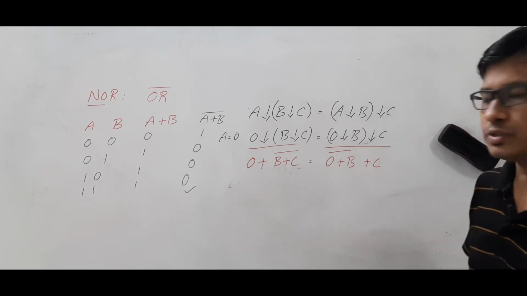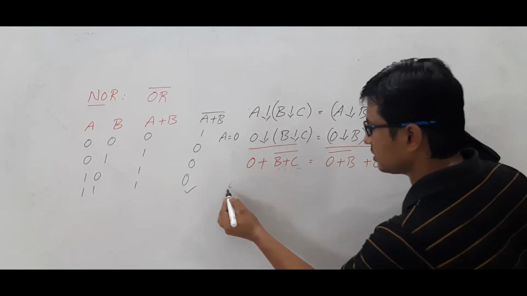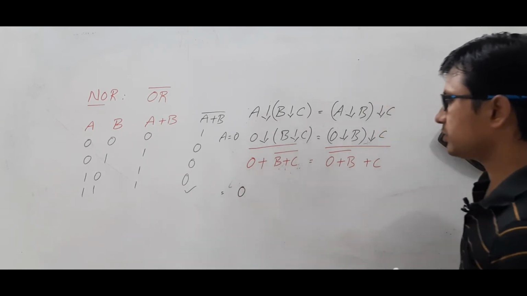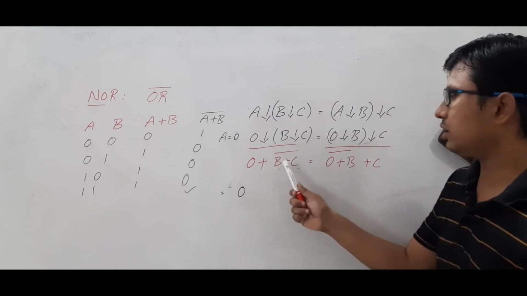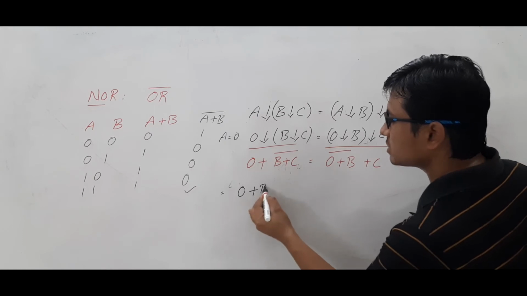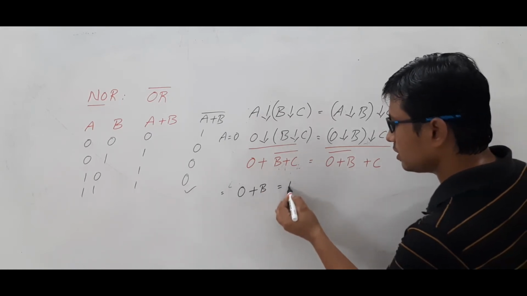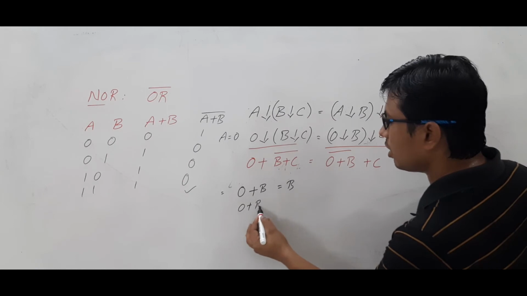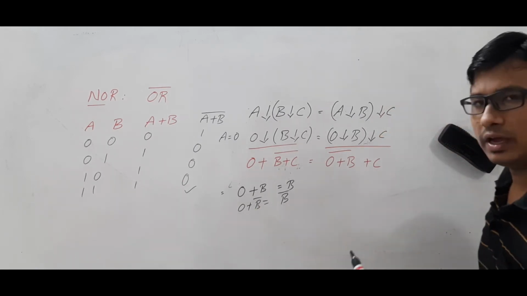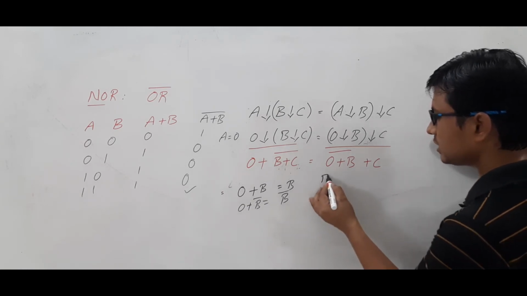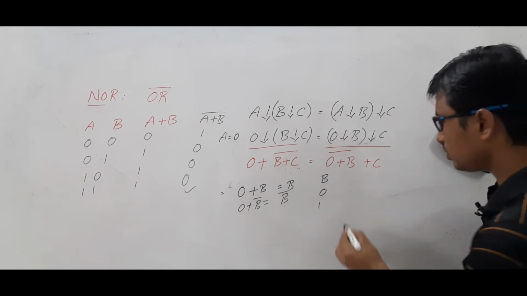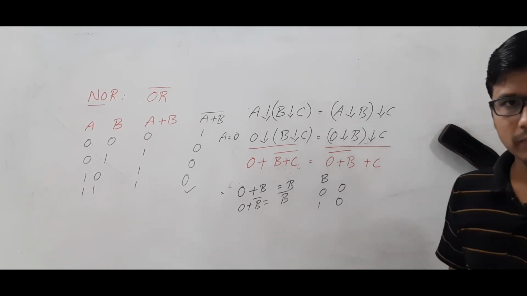So now if I simplify this equation further, this will be what? 0 OR something is what we will get. Suppose let's take that 0 OR B is there. What will you get? B only. Or 0 OR B's complement. What will you get? B's complement only. If you want a proof, I can give it with the truth table. Let's take the B value. B can be either 0 or 1, whereas 0 will be both zeros only. Are you able to understand?